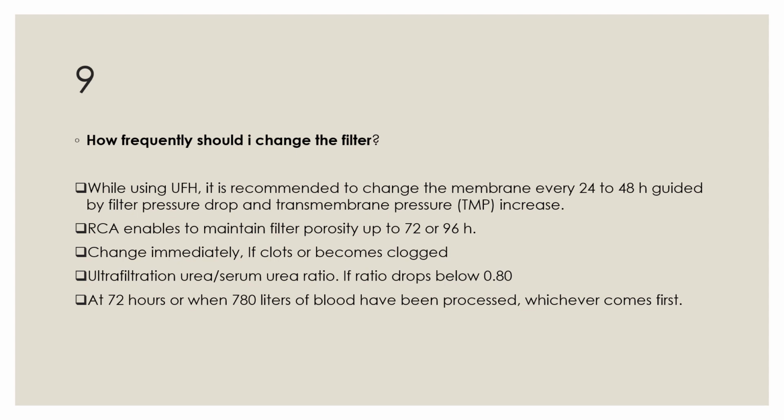Filter efficiency can be evaluated by calculating the ultrafiltration urea divided by serum urea ratio. If this ratio drops below 0.80, the filter should be changed. In some cases, filters are changed at 72 hours or when 780 liters of blood have been processed, whichever comes first.